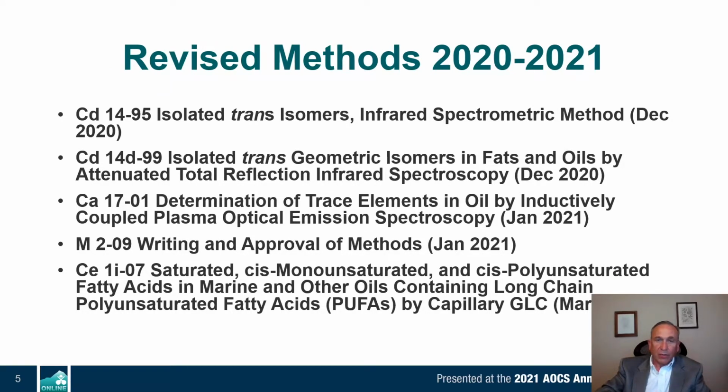As usual, we had several methods that were revised in the last year. Two of them, spectrophotometric and ATR methods for trans isomers, were recently revised. In addition, the trace elements, especially metals in oils by ICP, was exhaustively upgraded and expanded recently. And we also just revised the method which gives guidance on writing and approval of AOCS methods. In addition, we also recently made a revision to a method for capillary GC determination of a broad spectrum of fatty acids, including polyunsaturated fatty acids.